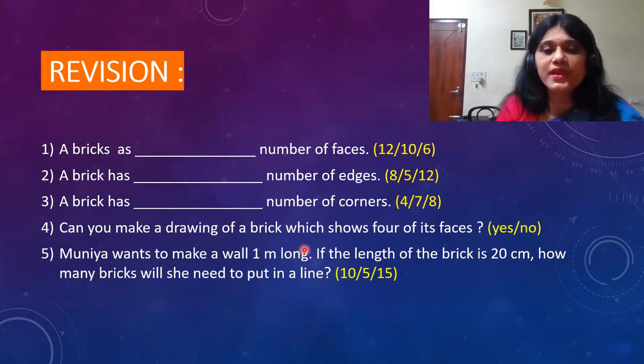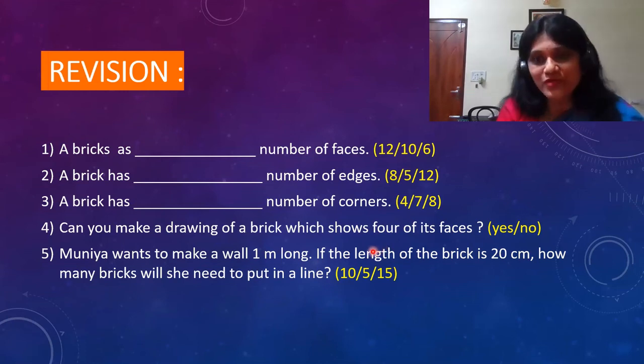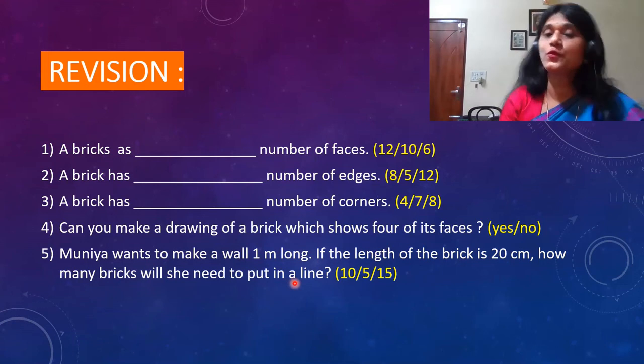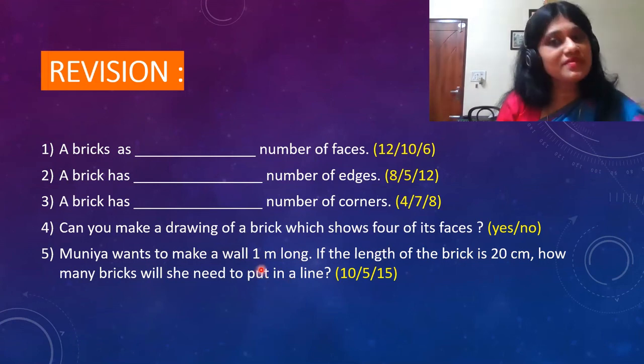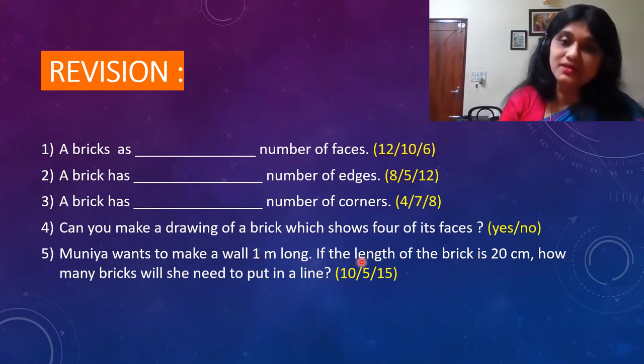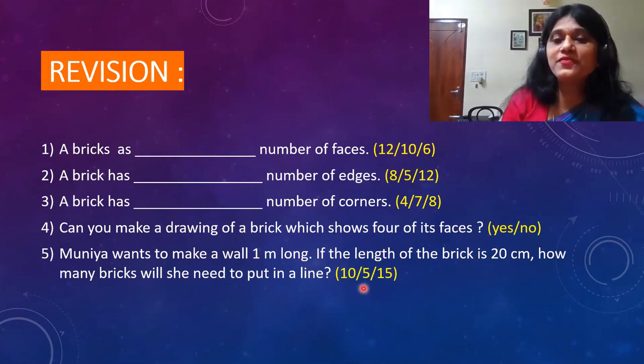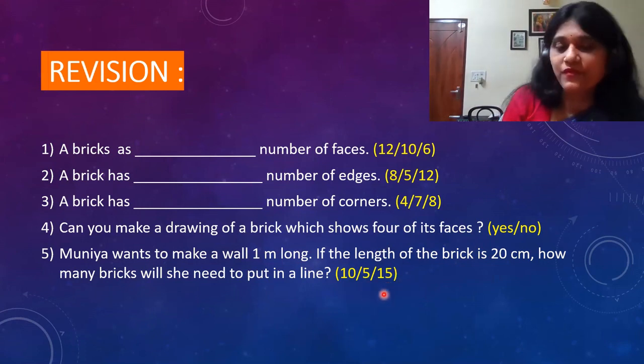Can you make a drawing of a brick which shows 4 of its faces? No, I've already discussed, it's not possible. Munia wants to make a wall 1 meter long. If the length of the brick is 20 centimeters, how many bricks will she need to put in a line? 1 meter means 100 centimeters. So if one brick is 20 centimeters, then obviously it will be 5. 5 times 20 is 100. So the answer will be 5.